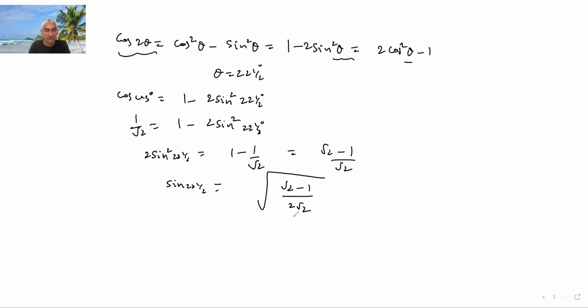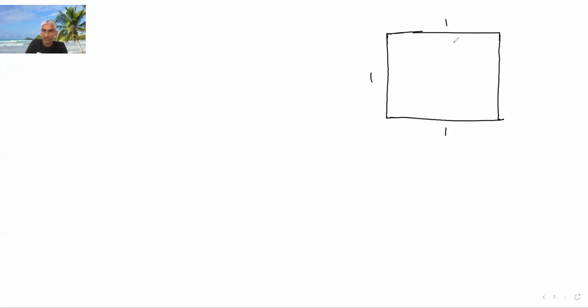Now let us try to find these things in a different manner. So for 15 degrees, this procedure is only for 15 degrees. Let us see. So consider a square. These are all geometry based methods which we are going to see now. Let the side of a square be one unit or anything A you may assume.